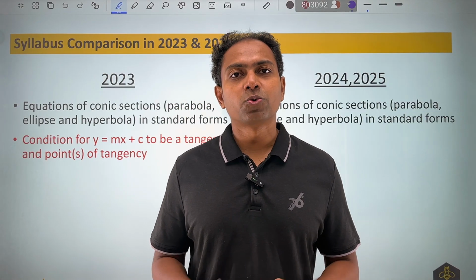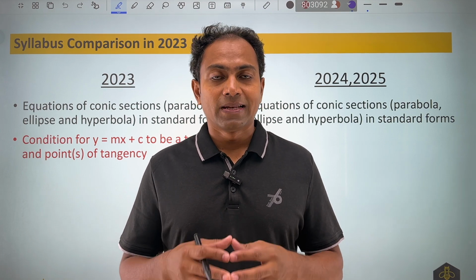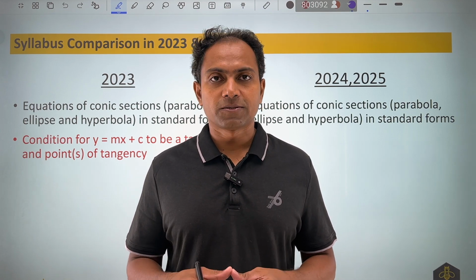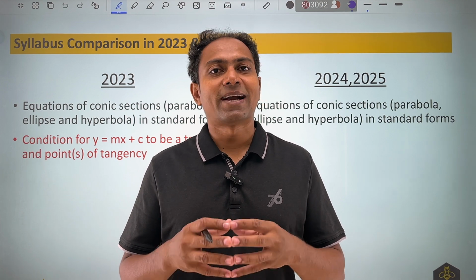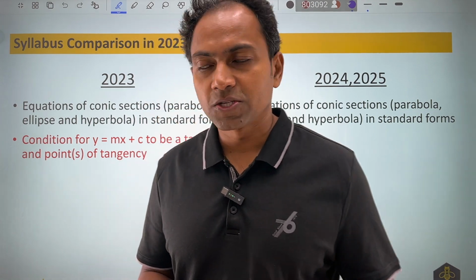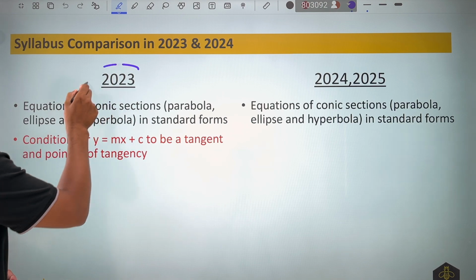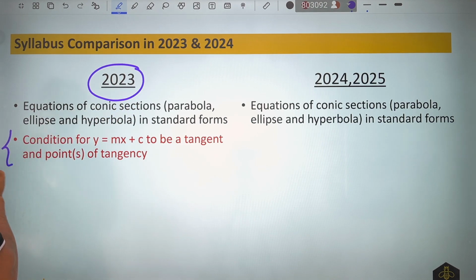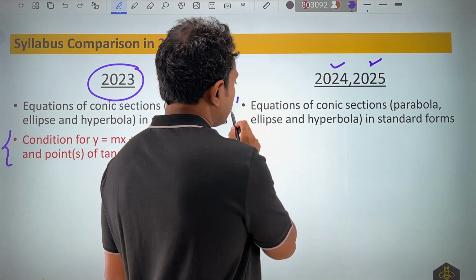JEE has asked 1 to 2 questions from all of conic sections in the last 5 years. In recent years I could see there is a spike, but it cannot be said that all those questions came from Ellipse. So it is a very good strategy to prepare Ellipse as a part of conic sections. If I talk about syllabus modification, the major syllabus modification was done in 23 when the tangent part was removed from conic section. But from 24-25, if you observe, the syllabus remains largely the same.